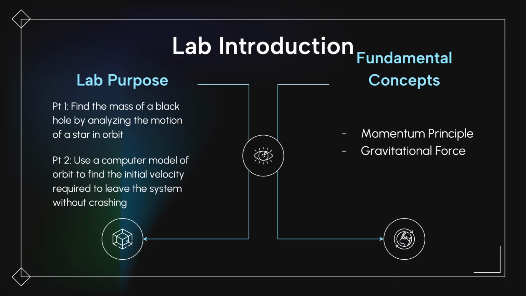So the purpose of this lab is divided into two parts. The first part being to find the mass of a black hole by analyzing the motion of a star in orbit. And part 2 uses a computer model of the orbit to find an initial velocity required for this spaceship to leave the system without crashing. Some fundamental concepts here, we'll be using especially the momentum principle or Newton's second law and Newton's law of gravitational force.